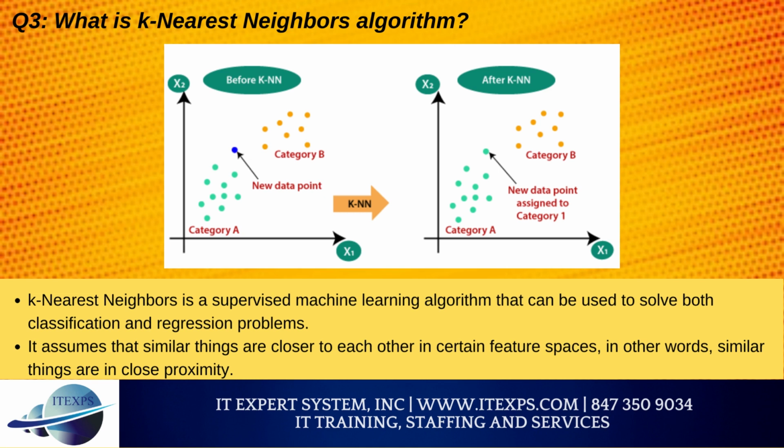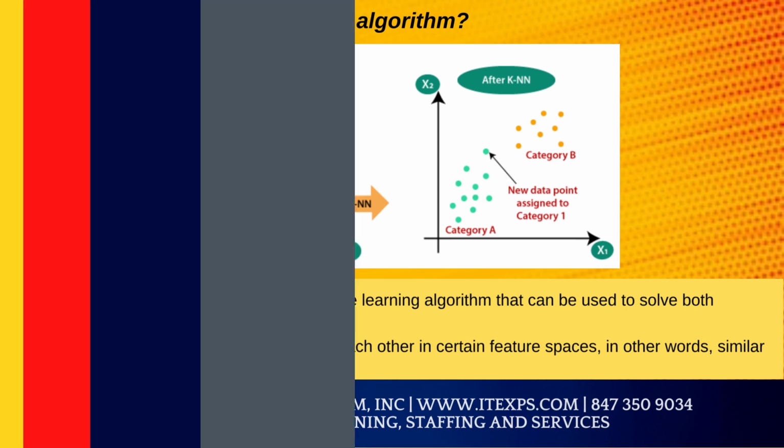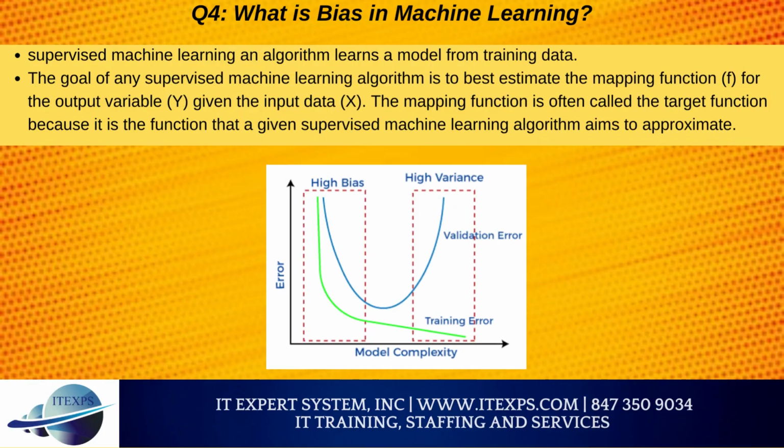What is bias in machine learning? Supervised machine learning: an algorithm learns a model from training data. The goal of any supervised machine learning algorithm is to best estimate the mapping function for the output variable given the input data. The mapping function is often called the target function because it is the function that a given supervised machine learning algorithm aims to approximate. Bias are the simplifying assumptions made by a model to make the target function easier to learn.